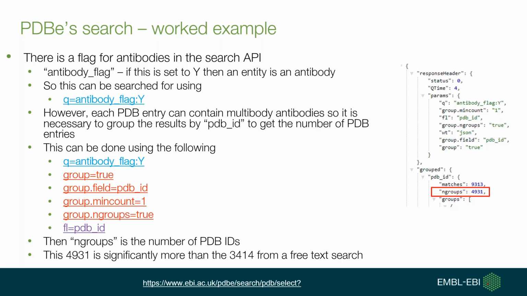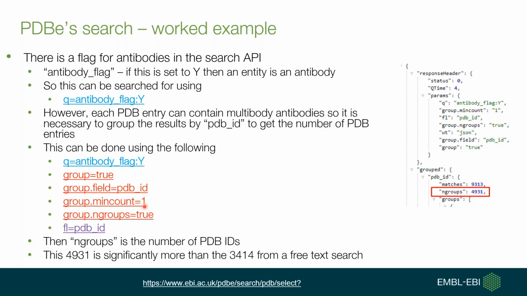So we can find all the entries that contain molecules that are antibodies, but maybe we want to find a number of PDBe IDs that are containing antibodies. If you think about an antibody structure within its individual PDBe entry, you might get multiple copies of an antibody in there, so multiple proteins that together form an antibody, and we want to group these together. So we can do this using, again, the same query, antibody flag Y, and then we can group these results by a particular field. In this case, we're going to group by PDBe ID.